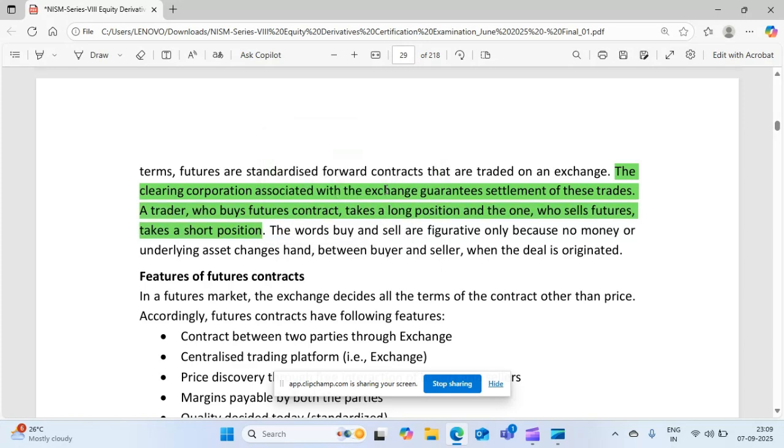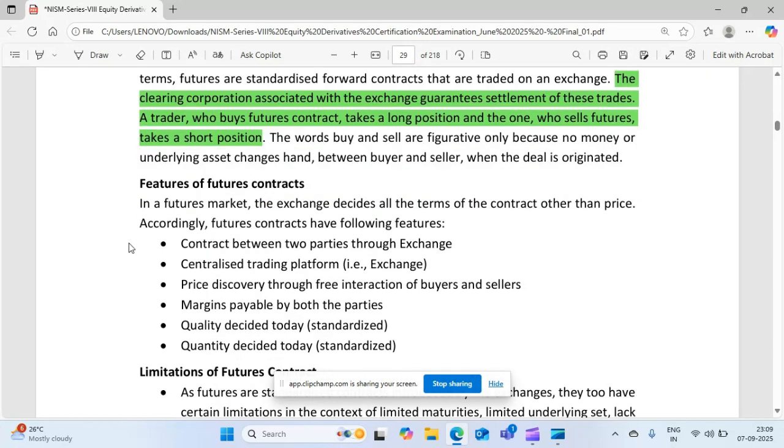Correct. Now, there are many instances in which assets do not change hands. Buy and sell are only nominal, because no money or underlying asset changes hands between buyer and seller when the deal is originated. Correct. So that's one thing that we need to know. The actual transaction will be settled either on a day-to-day basis, which we'll discuss later, or at final settlement.